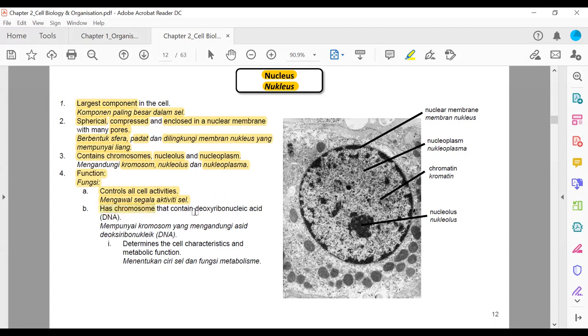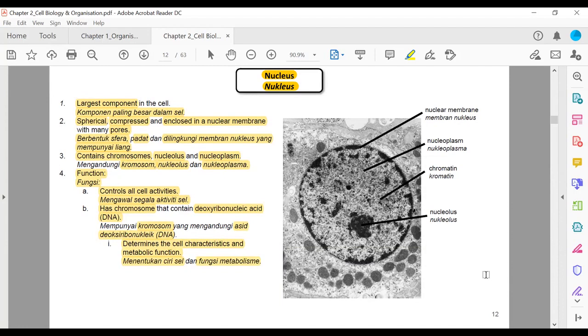Has chromosome that contain deoxyribonucleic acid, DNA. So mempunyai kromosom yang mengandungi asid deoxyribonucleic, DNA. So seperti mana kita bagi tahu tadi, kita dah tahu dalam kromosom bawa DNA. Okay, and what the DNA do? Determines the cell characteristics and metabolic function, menentukan ciri sel dan fungsi metabolisme. So that means the DNA controls all the activities in the cell.